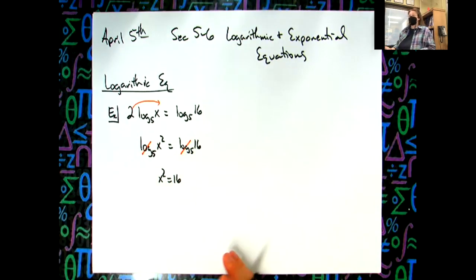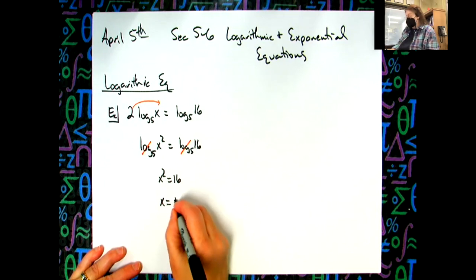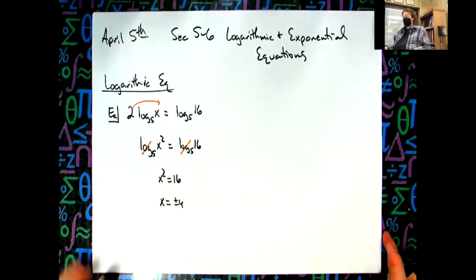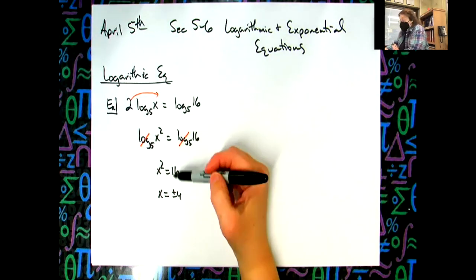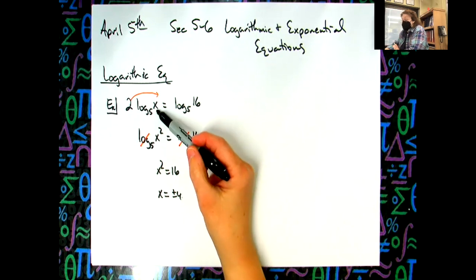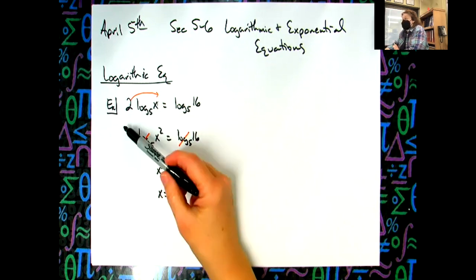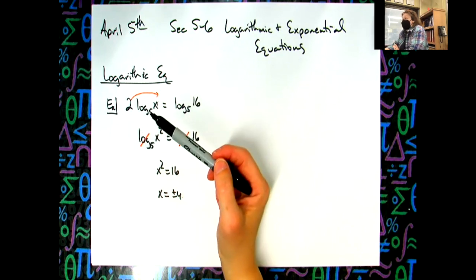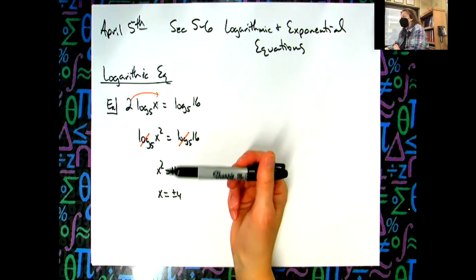Now we're down to an equation that you know how to solve. You've been doing that for a long time. X equals plus or minus 4, right? Now, plug them back in. If into this original equation I plug in a -4 right here, am I trying to take the log of a negative number? Because it's 2 times the log of that negative number. Yep. Okay, so then I'm going to throw out the -4, but I'm going to keep my 4.